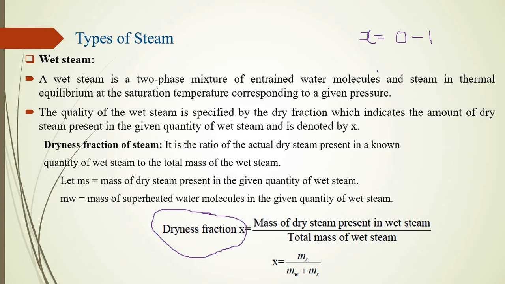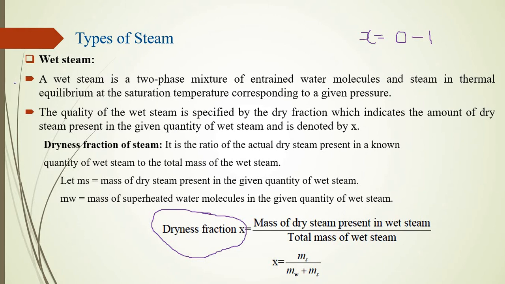If we say x is equal to 0, that means the water is completely in liquid form. Then if we say the value of x is equal to 1, that means the water is completely in gaseous form, meaning it's converted into steam. x is the dryness fraction, and the meaning of dryness fraction is the number of dry particles available inside the steam.